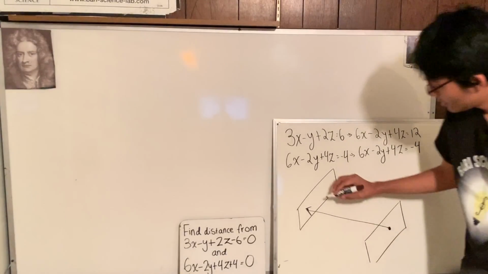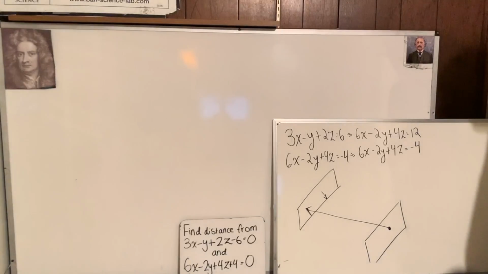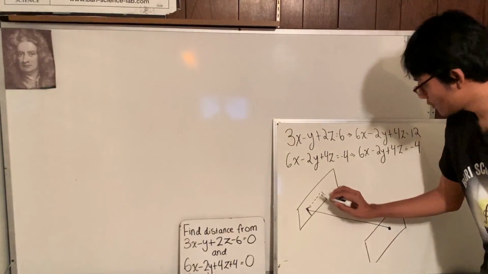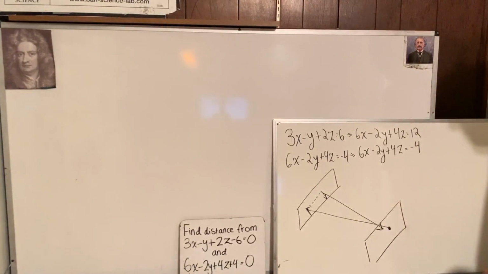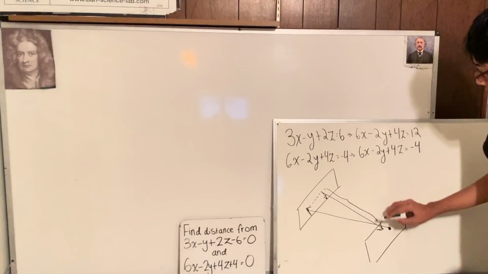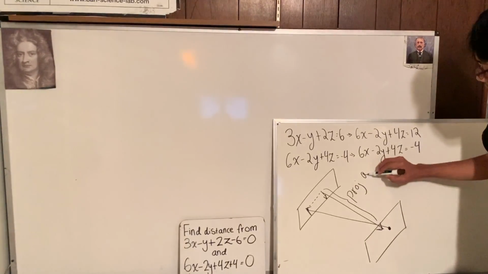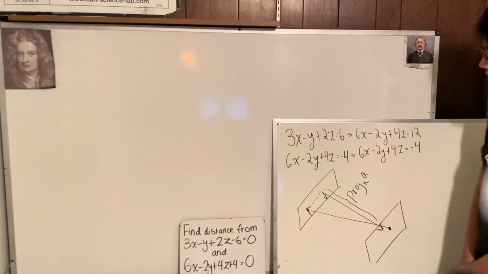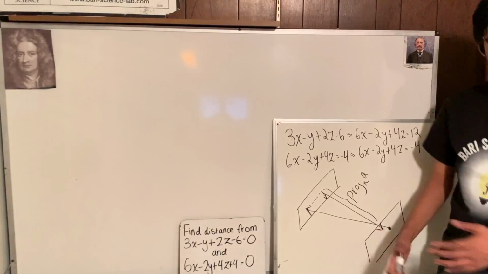Project that vector onto the normal vector of the plane you want to find the distance from. And what are you going to end up with? You're going to end up with the distance between these two guys. That projection of vector A onto the normal vector is going to give us the distance between our two planes. Alright, with that being said, let's go ahead and get started.